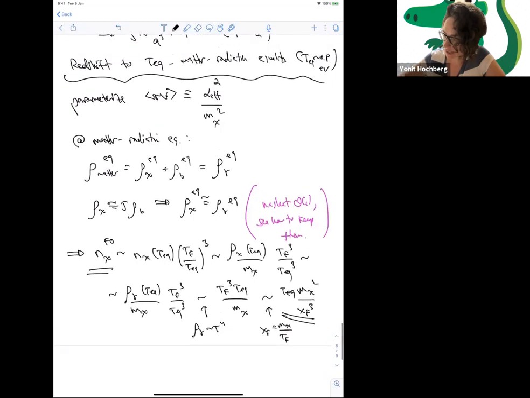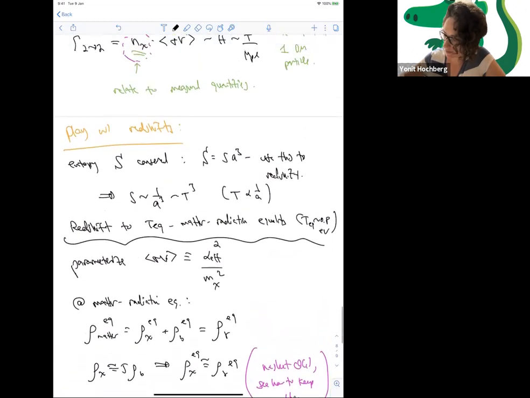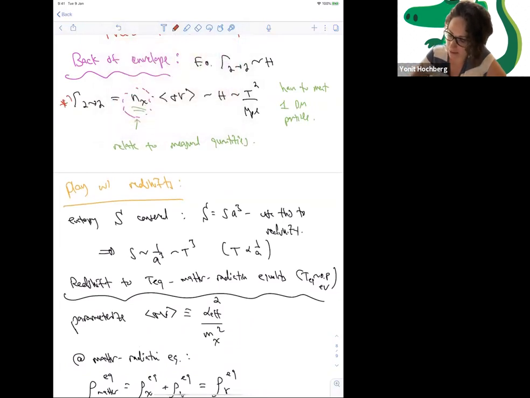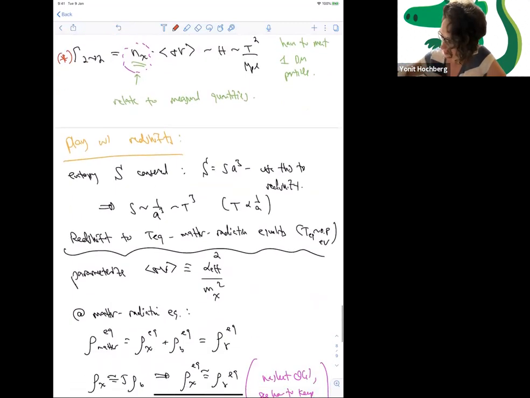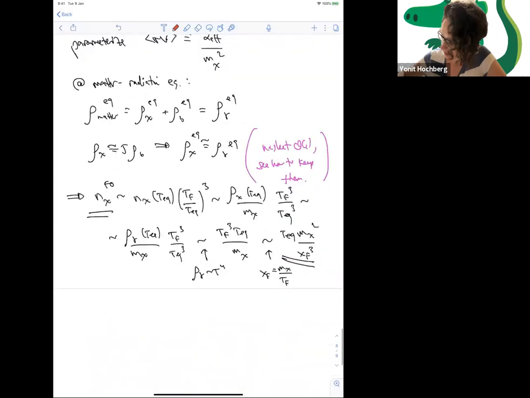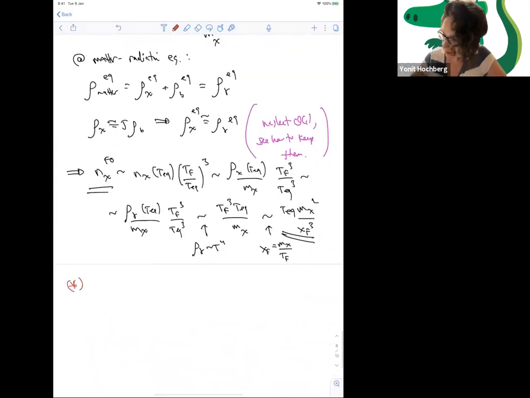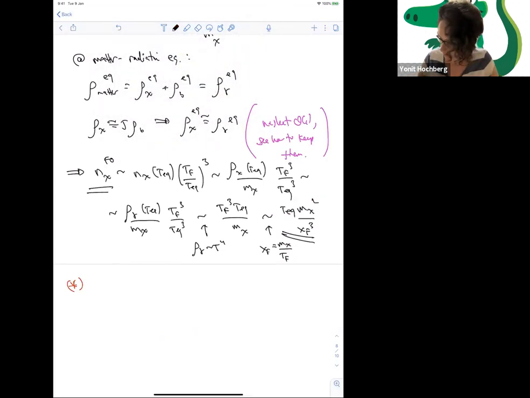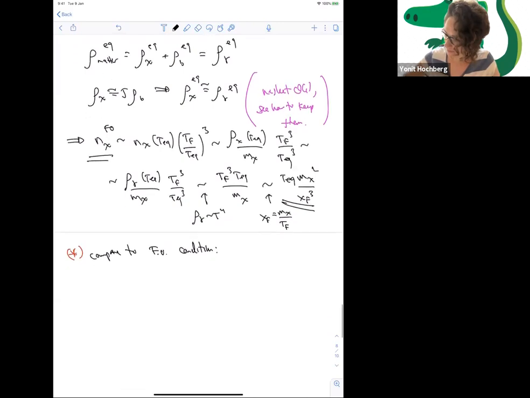And now let's go back to this equation. So let's give this equation up here a name. This was our equation. I'll call that star, okay? Which was saying, when is freeze out happening? When the rate for 2 to 2 is of order Hubble. So now let's go back and plug this into that same equation. And okay, so let's compare it to our freeze out condition.